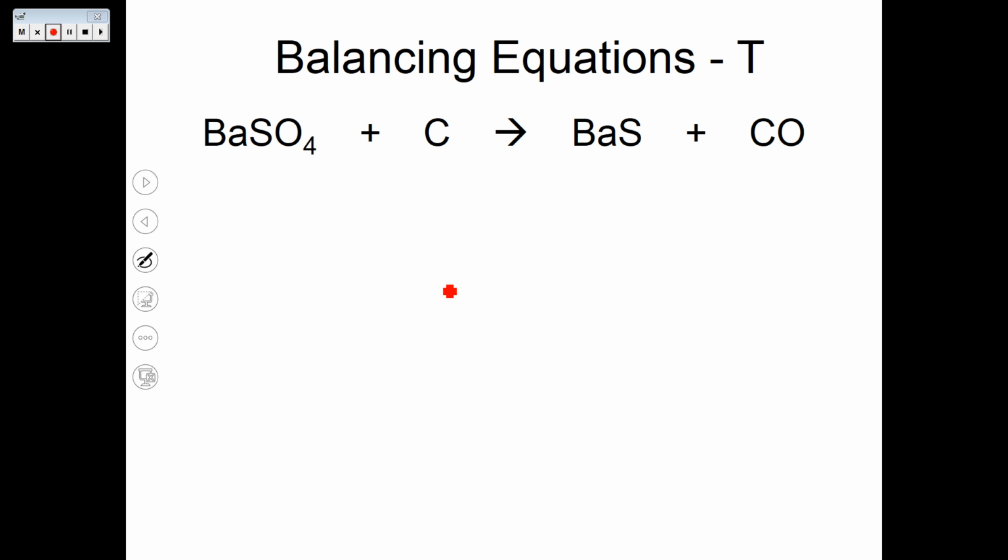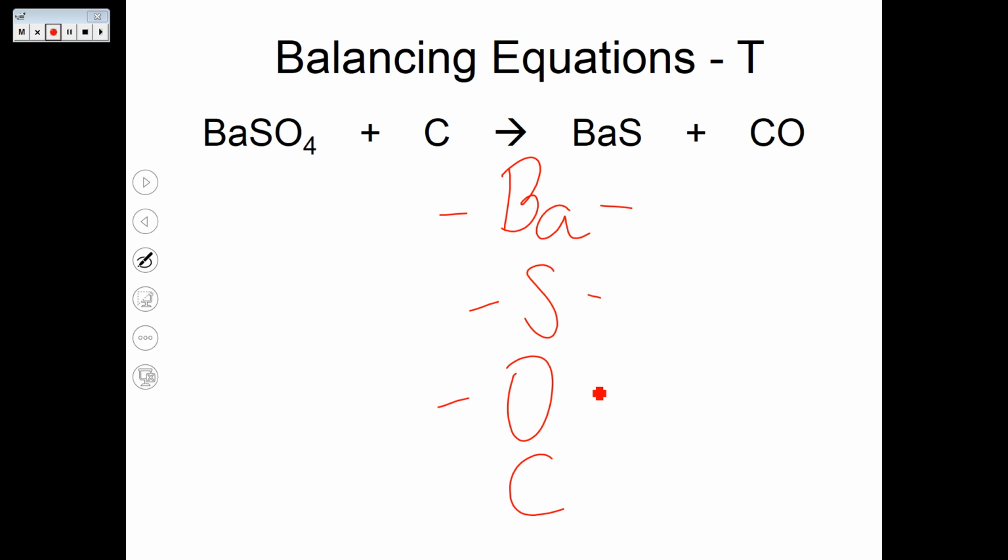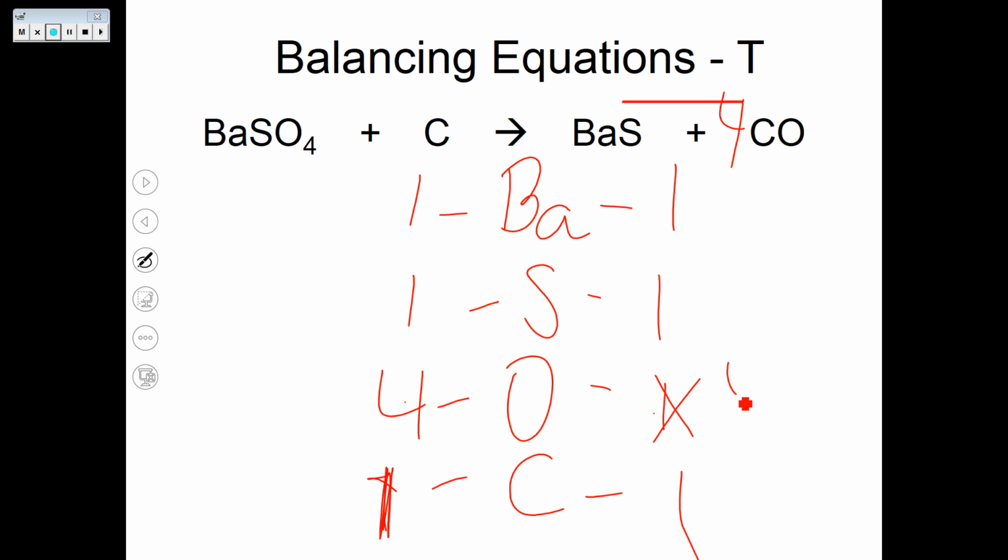BaSO4 plus C. So I have Ba, I have S, and I have O, and I have carbon. I have 1 barium, 1 sulfur, 4 oxygens, and 1 carbon. 1 barium, 1 sulfur, 1 oxygen, 1 carbon. Let's do the oxygens first. I have 4 and 1. So let me put a 4 here. Gives me 4 oxygens, 4 carbons. And then I come back to my reactant side to put a 4 there.